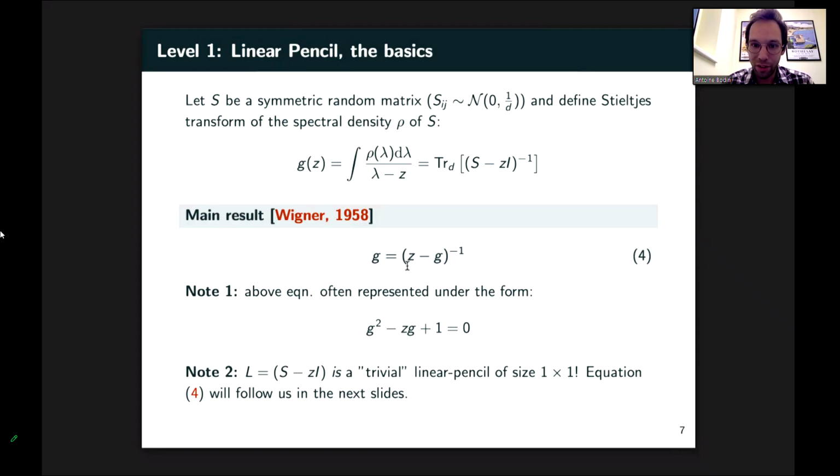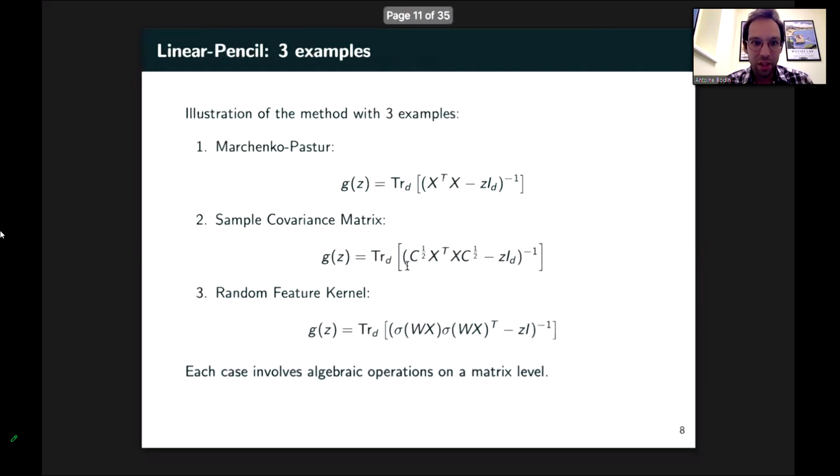I'll go back to this slide later on. And now, before introducing this method, what I'd like to specify is that I will go through 3 different examples. First, the Marchenko-Pastur case, how to rederive the Marchenko-Pastur distribution. Then I'm going to talk about the sample covariance matrix.